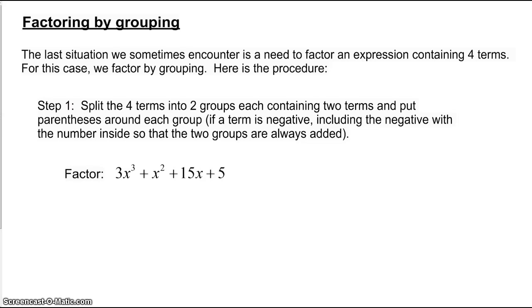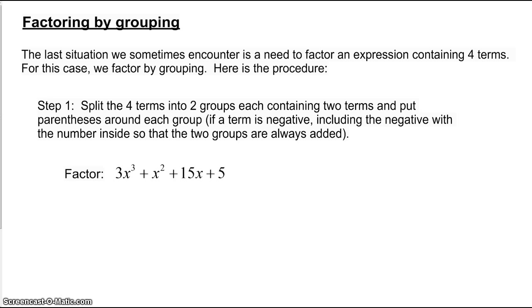The last factoring technique we're going to talk about is factoring by grouping. And this is a special situation that is used when we have 4 terms. Okay? So let's say we have something like this. We have 3x cubed plus x squared plus 15x plus 5. There's kind of a step-by-step procedure, so I'll just talk about the whole procedure here for this one example. The first thing you want to do is split the 4 terms into 2 groups that each contain 2 terms, just by putting parentheses around them.